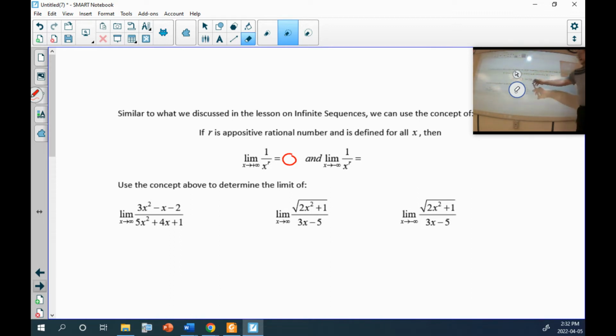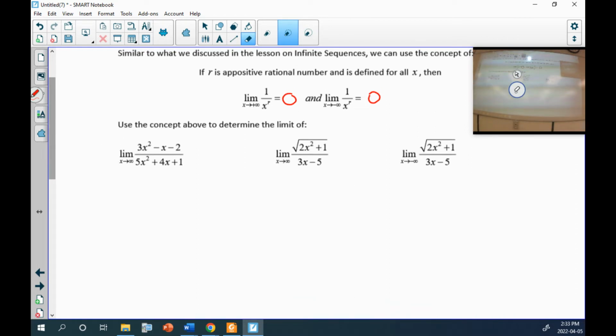The same thing with negative infinity. It might be approaching from the negative side, but it is going to get closer and closer to 0. Now, this does help us. I can look at this one and I know that the horizontal asymptote in this one is 3 over 5. We talked about that in Math 30-1 because we hadn't talked about limits. I can take this function here.